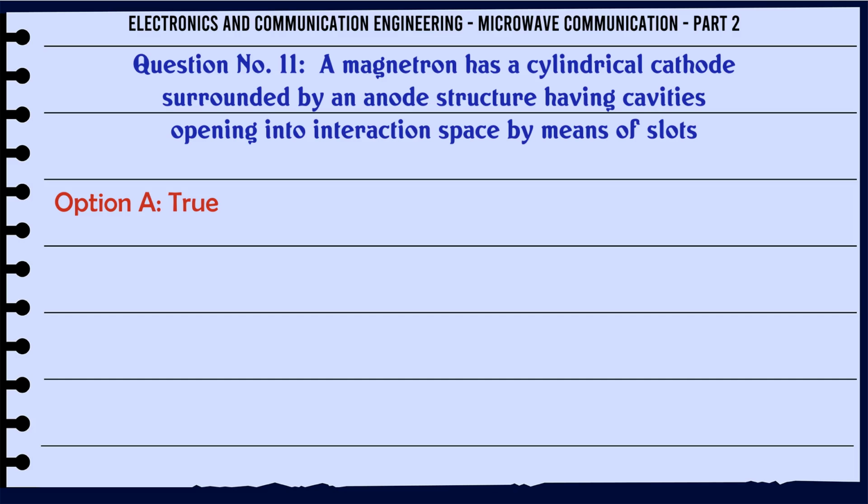A magnetron has a cylindrical cathode surrounded by an anode structure having cavities opening into interaction space by means of slots. A: true. B: false. The correct answer is true.